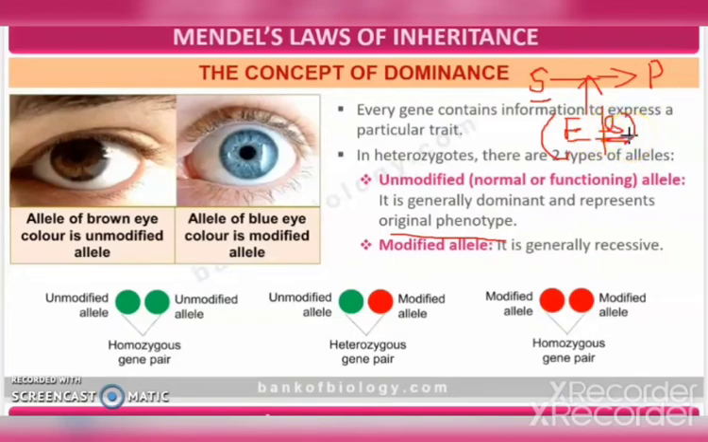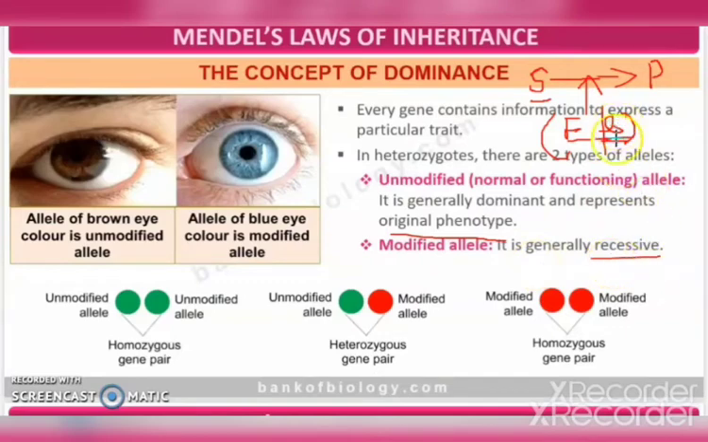So think that a mutation has come and it has some modification. Now, what does the small e do? What do this allele pair code for? Usually it is recessive. So generally, modified alleles will be recessive.